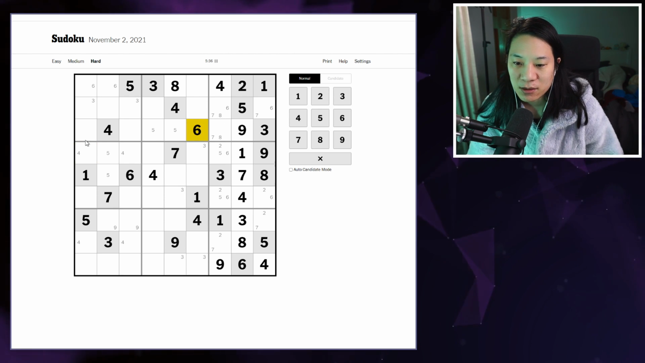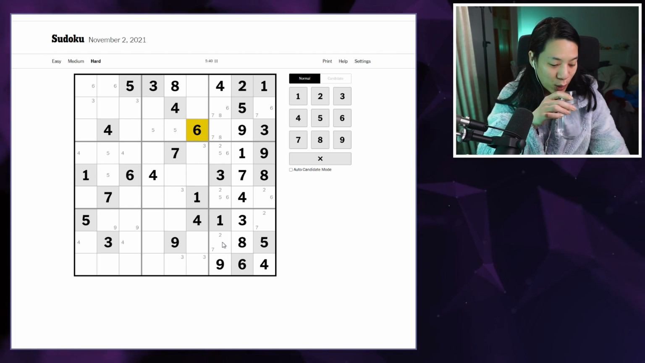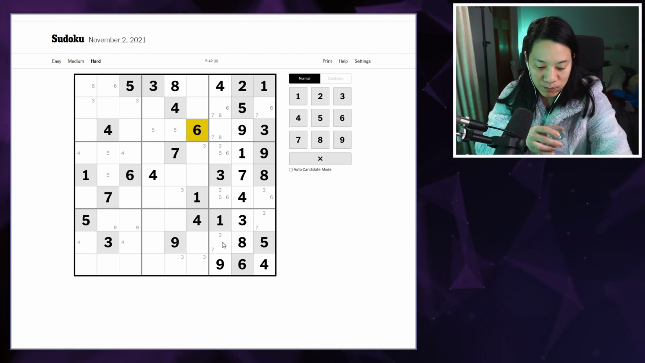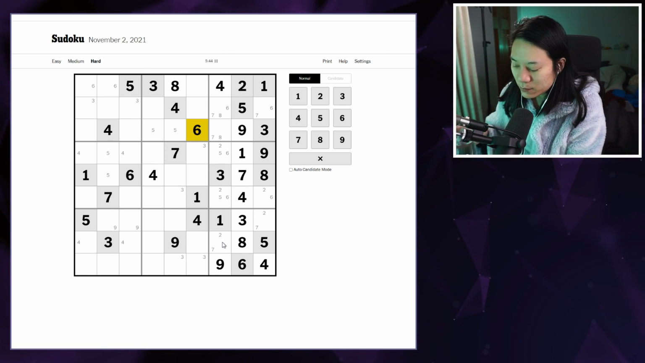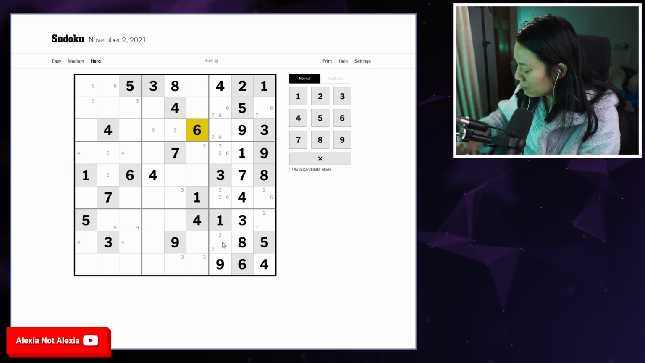5, 6. Let's hydrate a little bit. My table's a mess. I really need to tidy up.